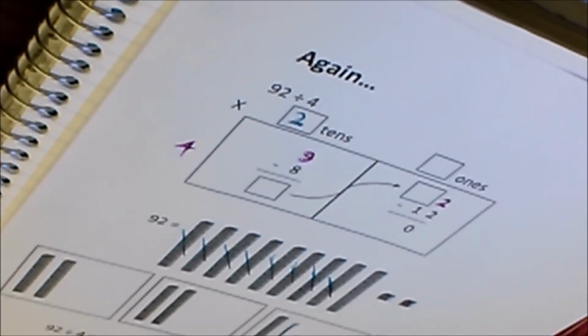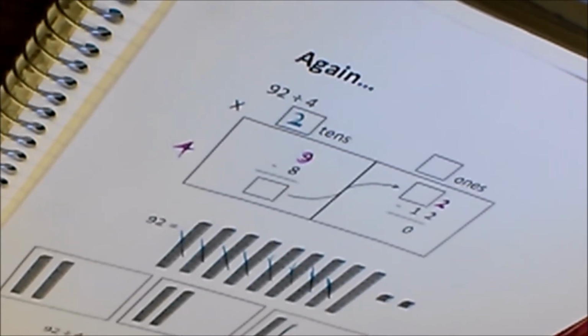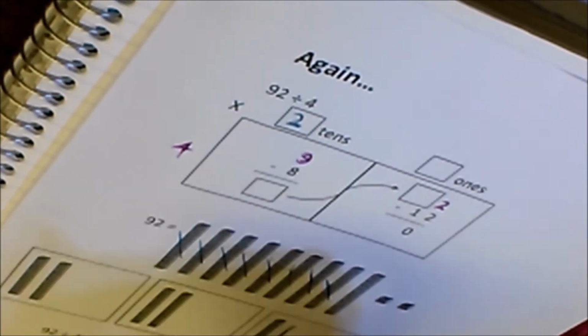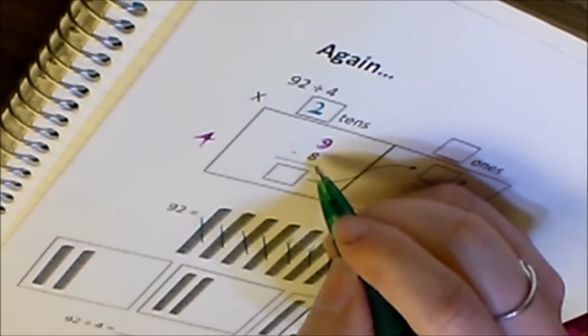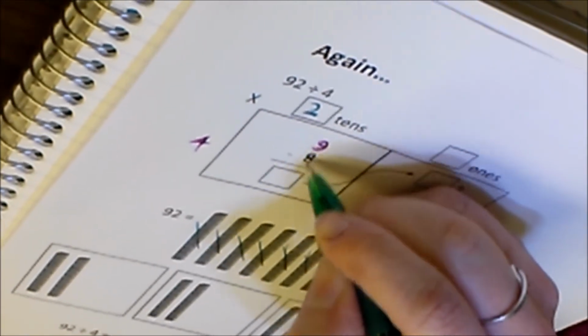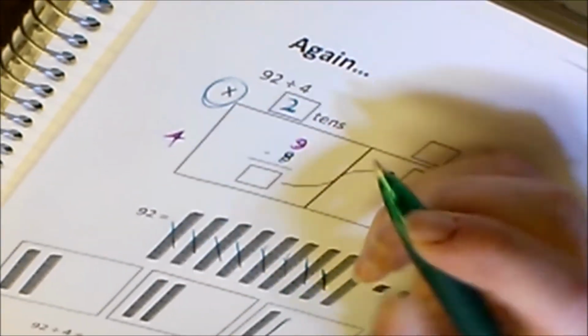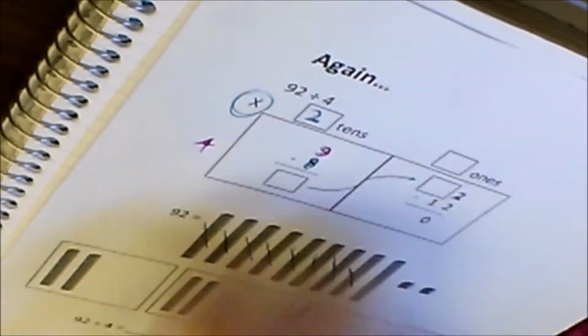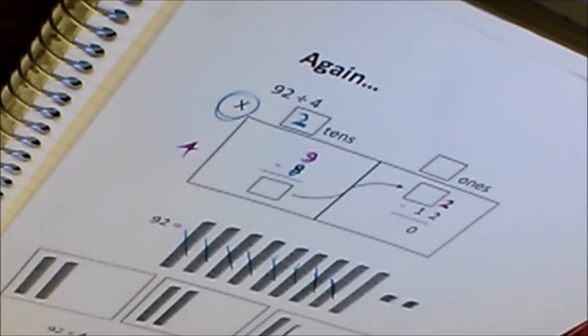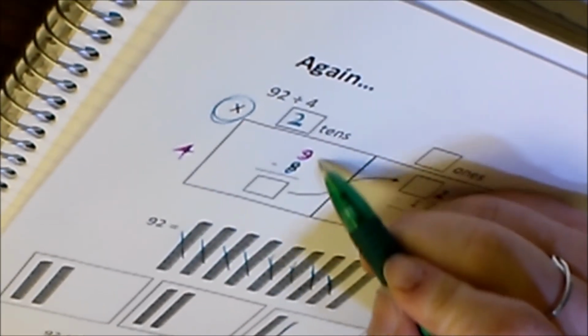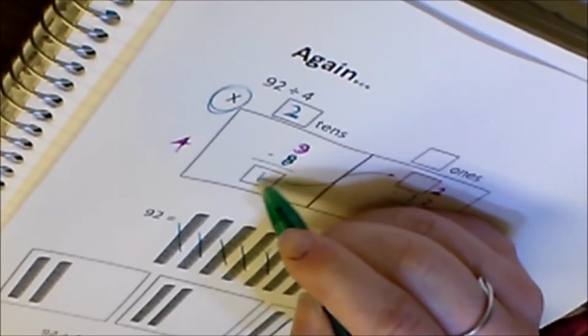Now we need to figure out how many tens we used in total. So 2 times 4 is what? 8. So we're going to trace over with your second color. You're going to trace over 8. And then we saw down there we had 1 left over, because 9 minus 8 is 1. So you're going to put that 1 right down there.